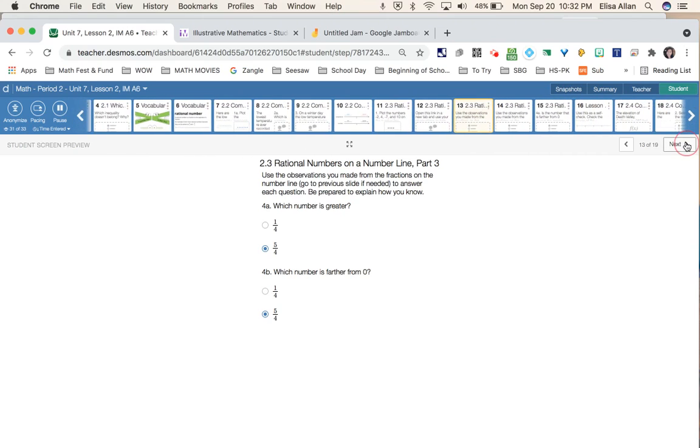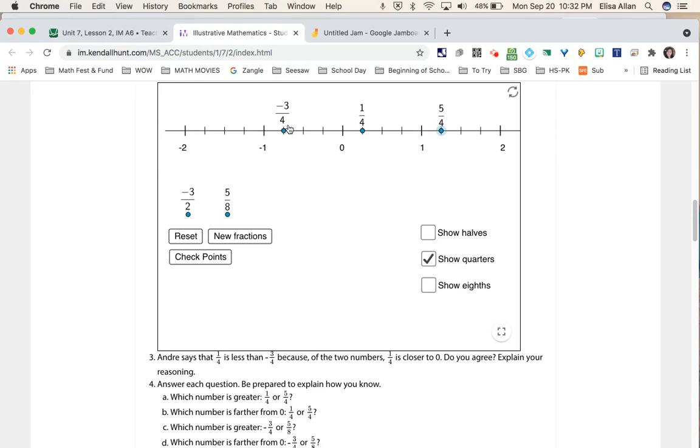Let's take a look at slide 14 now. I'm comparing a few other numbers. This time I'm looking at some eighths and some fourths also. So we're going to be plotting -3/4 to find which number is greater, and plotting 5/8 also, and then we're going to be looking at those same two numbers to see which number is farther from 0 this time. So -3/4 and 5/8. Here's my -3/4 already plotted, and 5/8. Ooh, let's show some eighths instead, right? So here I'm going to go to 5/8 by putting that 1, 2, 3, 4, 5/8 away.